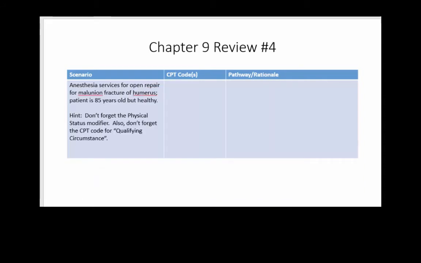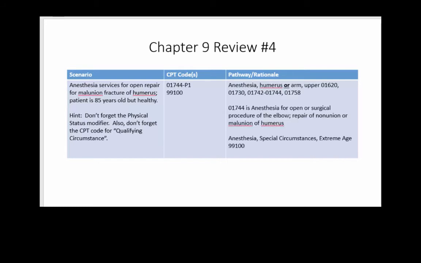Number 4, anesthesia services for an open repair for a malunion fracture of the humerus. Patient is 85 years old but healthy. Two additional things are needed. Your physical status modifier, which is going to be P1 because this person is healthy. Then the CPT code for qualifying circumstance because this is a person of extreme age. And here would be the pathway and the codes that you would assign.